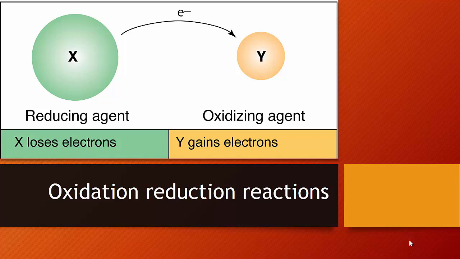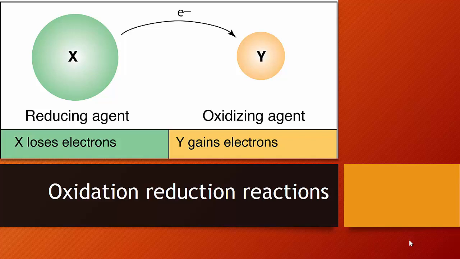Gain electrons, reduced. And an easy way to remember that is LEO the lion says GER. Lose electrons, oxidized. Gain electrons, reduced. Another one is OIL RIG. Oxidation is losing, reduction is gaining.